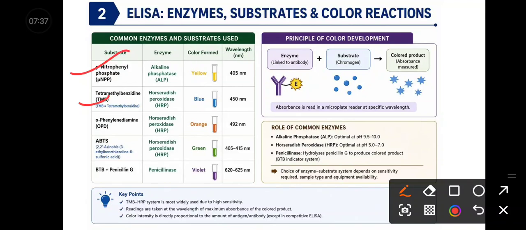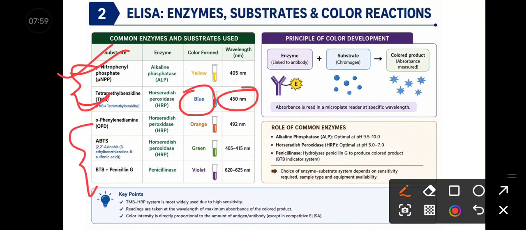but the commonly used one is the first one. So the second one: the substrate is tetramethylbenzidine, TMB, and the enzyme used for this is horseradish peroxidase. It will form a blue color at what wavelength? 450 nm. These two are enough actually. You can remember this also, but these two are a must. You have to remember both the color as well as the wavelength. Apart from this, there is also penicillinase. This is also important, but these two are most important.